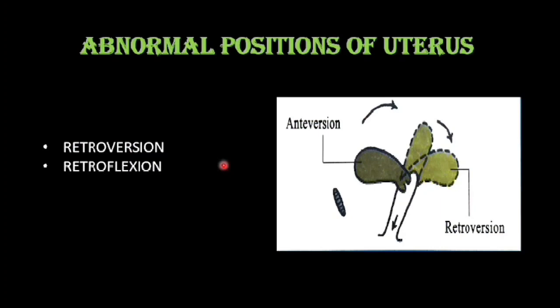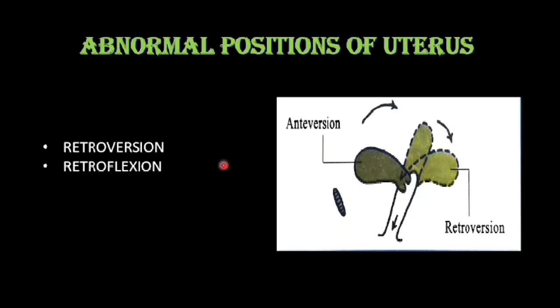Now we'll see the abnormal positions of uterus. So what are the abnormal positions that you know? That is retroverted uterus and retroflexed uterus. You know that the normal position is anteverted and anteflexed. What is retroverted? It means the body of uterus bends backwards in the rectouterine pouch. Instead of bending forwards, it is bending backwards.